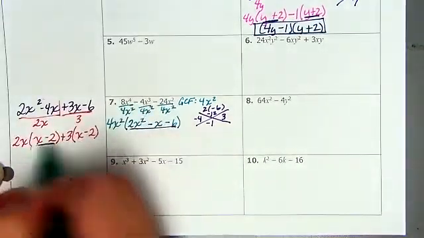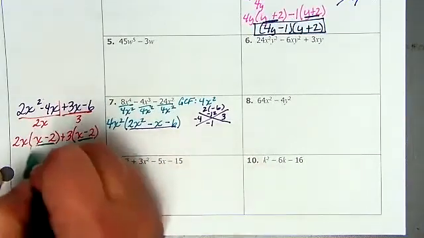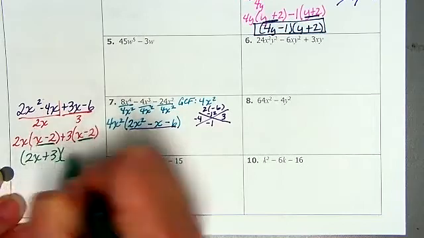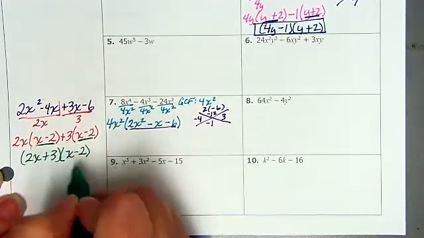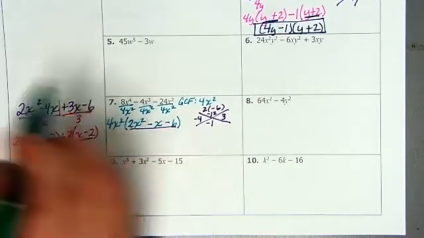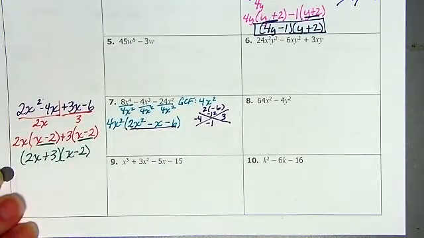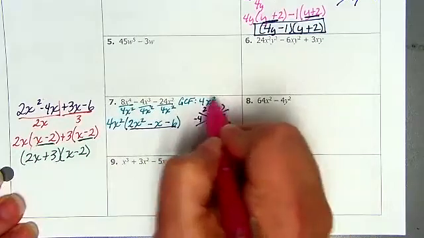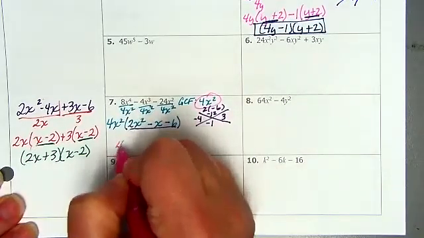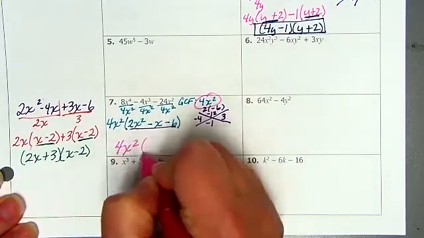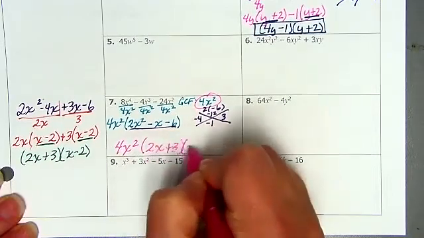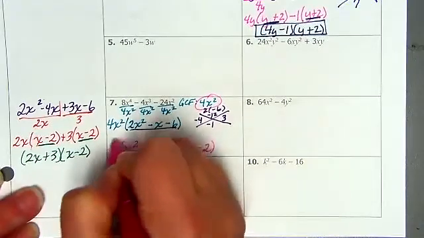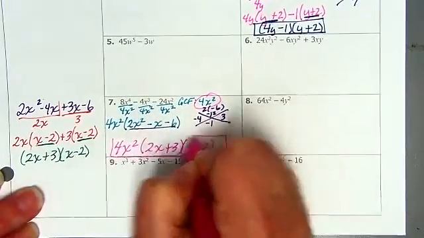And we notice this is the same. So we have 2x plus 3 times x minus 2. Now we have to remember, this is not my final answer. I have my GCF that I have to write. So my final answer is 4x squared, open parentheses, 2x plus 3, times x minus 2 in parentheses. This is my final answer.